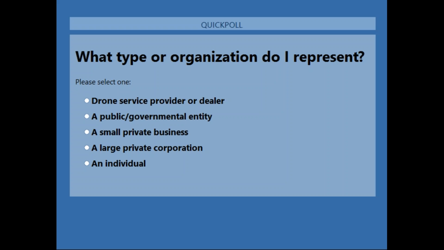I'll leave this up until I get into the 80 percentile range, which seems pretty typical for responses. It does look like most are small businesses. We do have a lot of public entities, and I did see a lot of registrations from fire and public safety, law enforcement, and then dealers and drone service providers are a little larger.